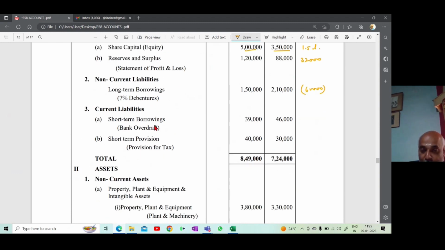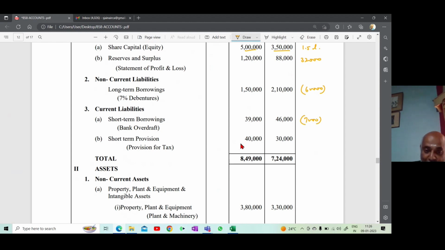Next one, short-term borrowings. Last year it was 46,000, and now it is 39,000. That means 7,000 were returned. You have repaid the loan. 46,000 was the bank overdraft, but now the liability has reduced. That means you have paid 7,000.